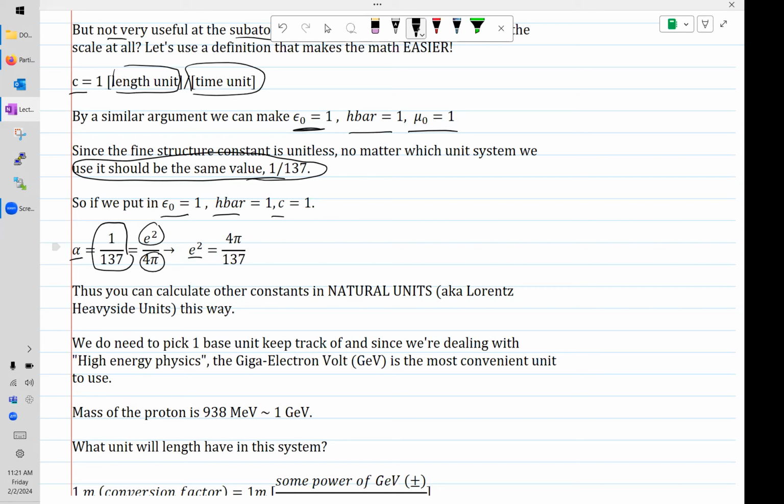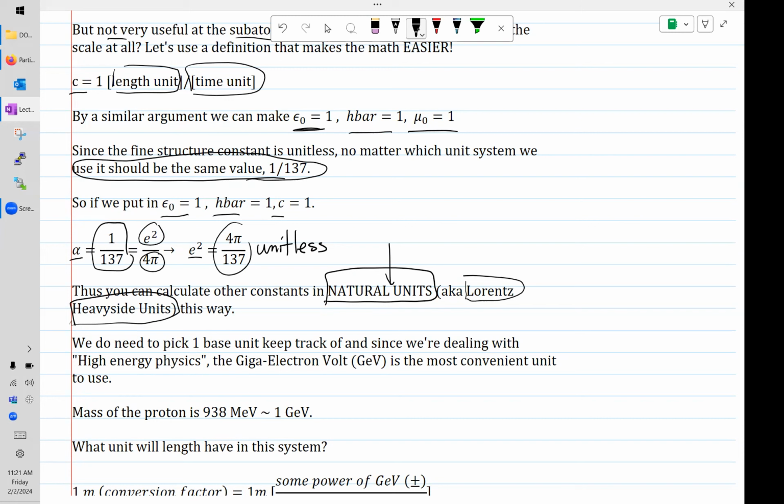So in fact, you can calculate what the electron charge squared is in this weird unit system. The electric charge is unitless also, because there are no units on the right. Pi doesn't have a unit. 137 doesn't have a unit, hopefully. And this is known as the natural unit system. Historically, it's also known as the Lorentz Heaviside units. Well, the one we're using is going to be Lorentz Heaviside units. So you may see that, but people just refer to them as natural units.